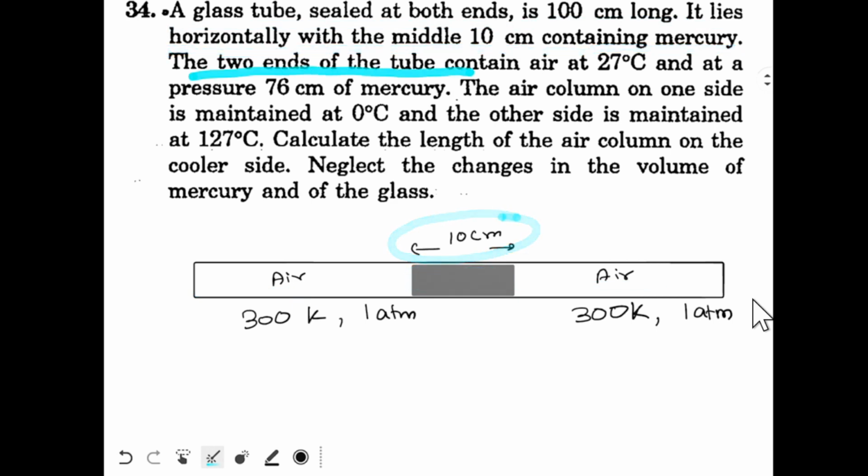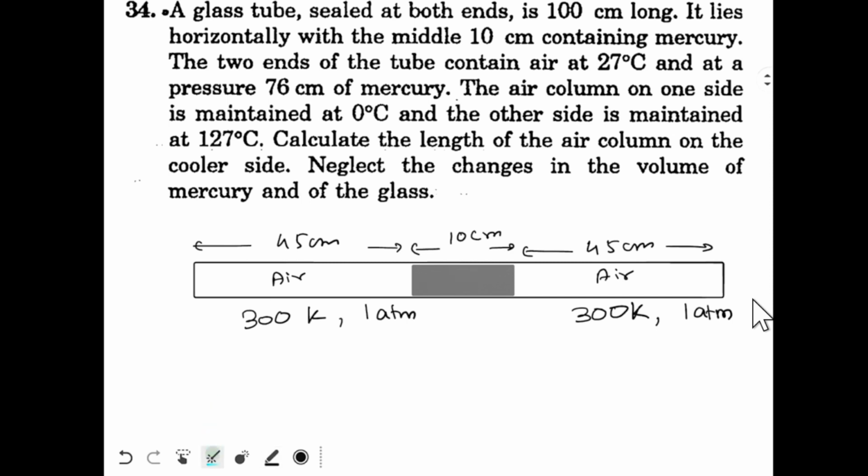The two ends of the tube contain air at 27 degrees Celsius and at a pressure of 76 centimeter of mercury. So here we have air at 300 Kelvin and 1 atm. Here also air at 300 Kelvin and 1 atm. Okay. So what is the length of the air column? Here we will have 45 centimeter and here also we will have 45 centimeter.